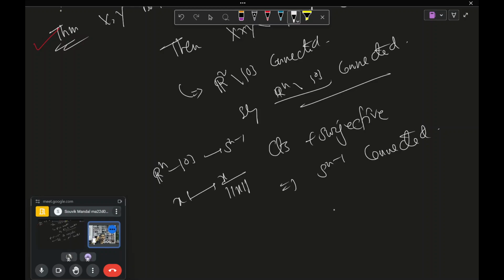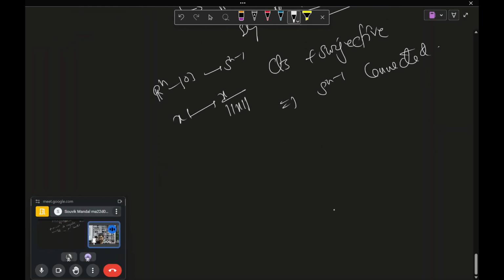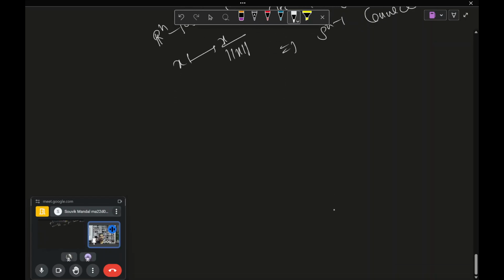Do you understand what's going on? Because these are just a consequence of those theorems actually. So combining all these things gives that the n minus 1 sphere is connected. And yeah, that's nice. So these are small consequences. So now let's try to do some exercises.